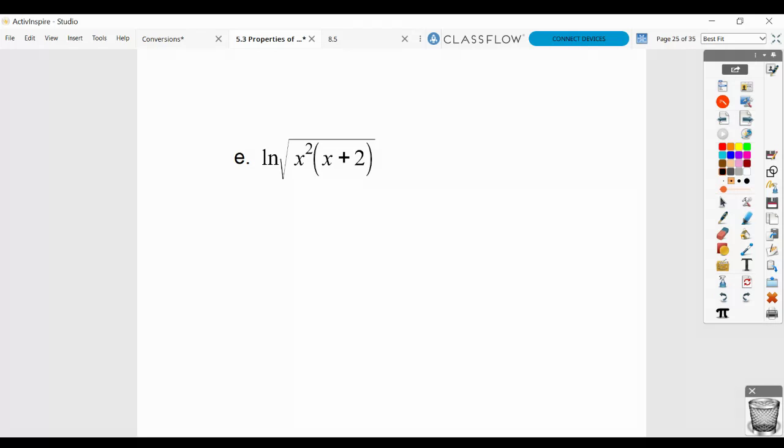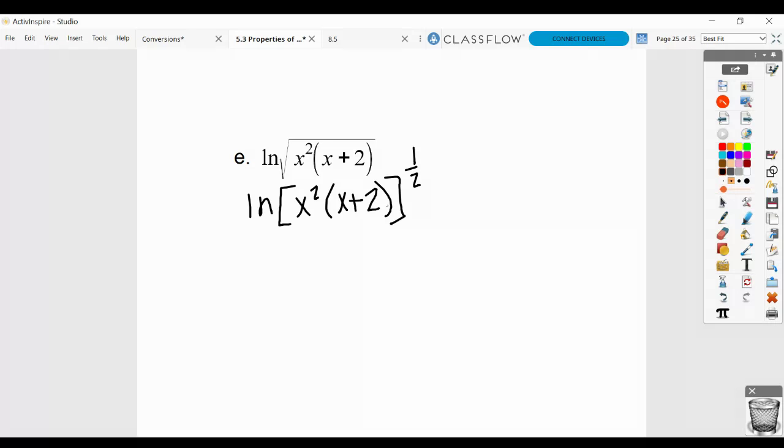Okay, and for the last one, the first thing you need to look at with this, the ln of the square root of x squared times x plus 2, they have to be written as a rational exponent, so we need to get rid of that radical. So you're going to have x squared times the x plus 2 raised to the 1/2 power. Now, the only reason why I use the brackets is because there's already parentheses here. The brackets are still grouping symbols, so it's the same concept.